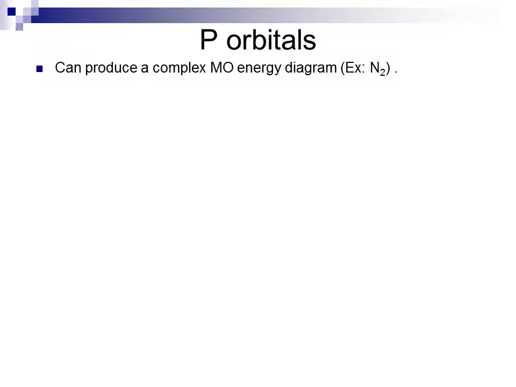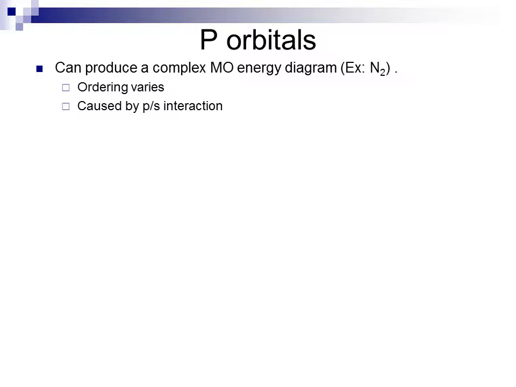We can produce a very complicated molecular orbital energy diagram when we begin to look at all of the orbitals in a molecule. For example, the N2 molecule, looking at it, the ordering of the different orbitals within this diagram will vary depending upon the particular molecule we're looking at, because of the way that these molecules are actually combining. There is actually interaction between p orbitals and s orbitals within the molecular orbital.